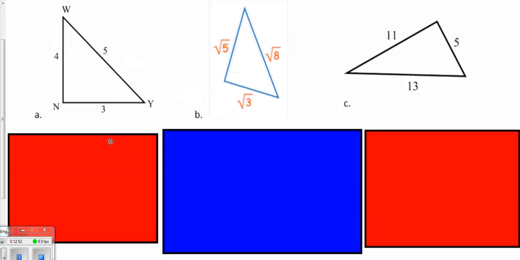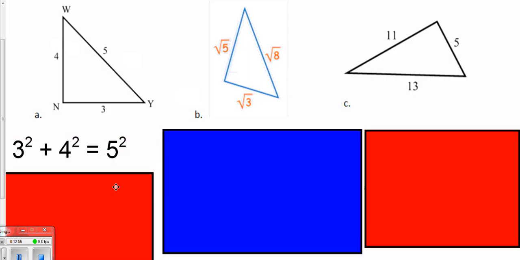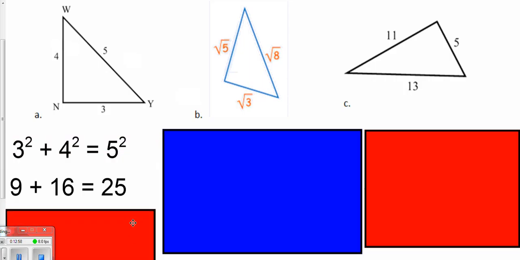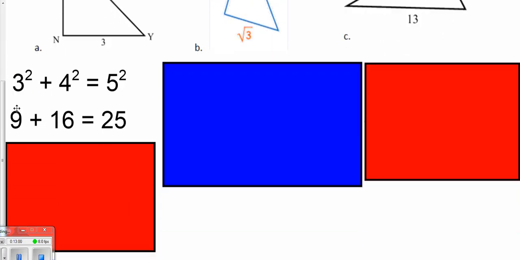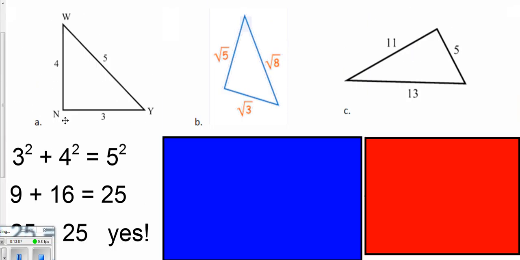If we have 3, 4, and 5, the two smaller are 3 and 4, so we'd say 3 squared plus 4 squared equals 5 squared. Simplify that. 9 plus 16 equals 25. 9 plus 16 is in fact 25, so we're saying 25 equals 25, which is true. So yes, these would make a right triangle.